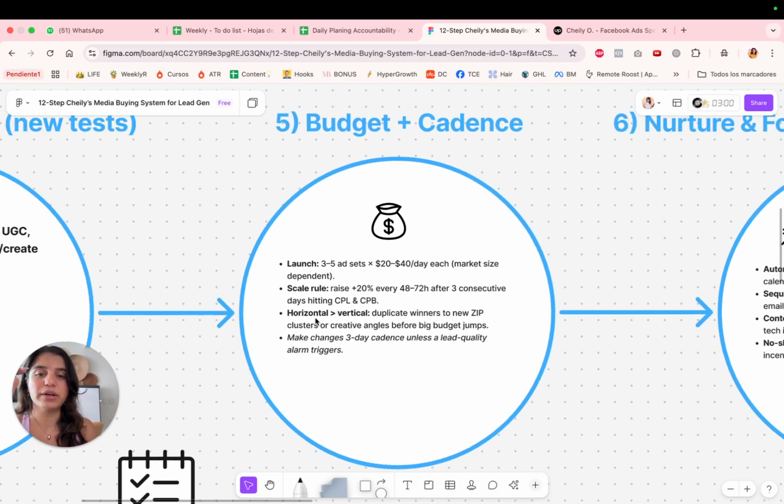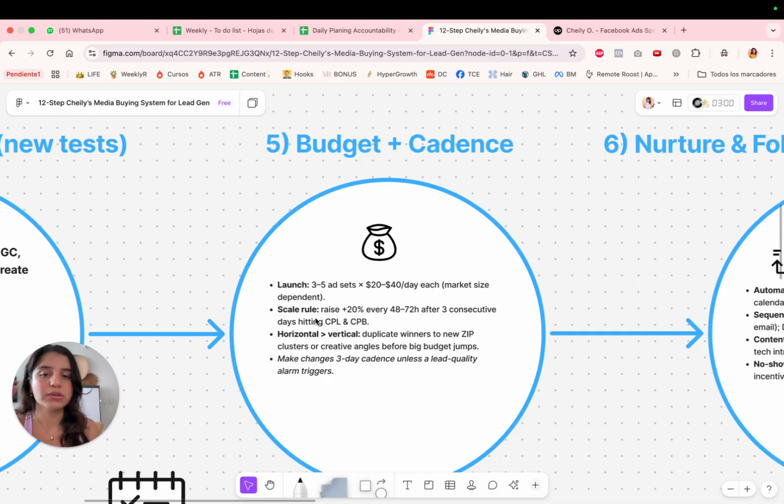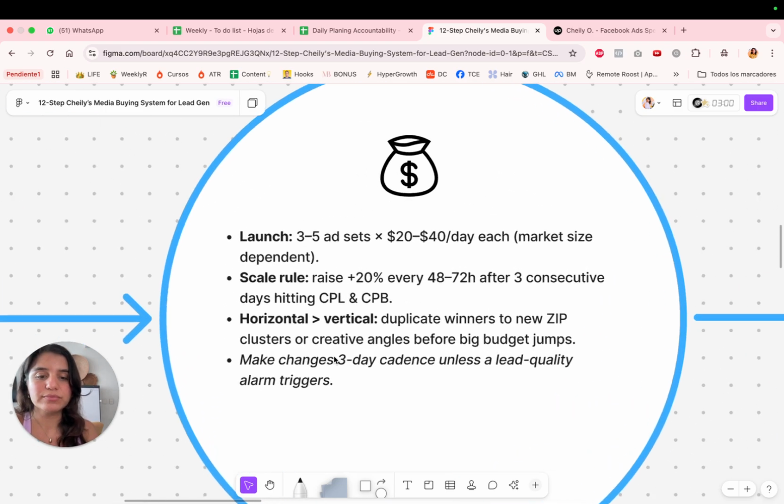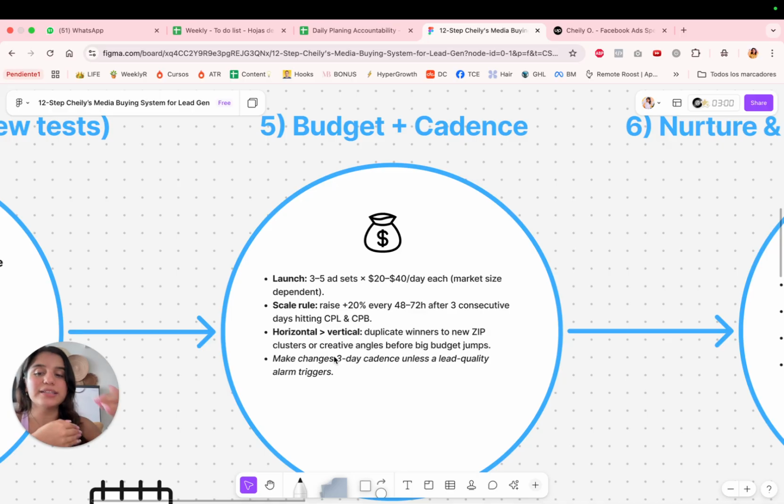Here we want to make sure we launch 3 to 5 ad sets the first time. We have a small budget at first, depending on the size of your market. Then we start to scale it 20% at a time, based on the conversions, the cost per lead, the cost per action over the next 2-3 days. The third thing that we do in this process of scaling is we duplicate the winning ads, either to new zip codes closer or creative angles, before increasing the budget too much.